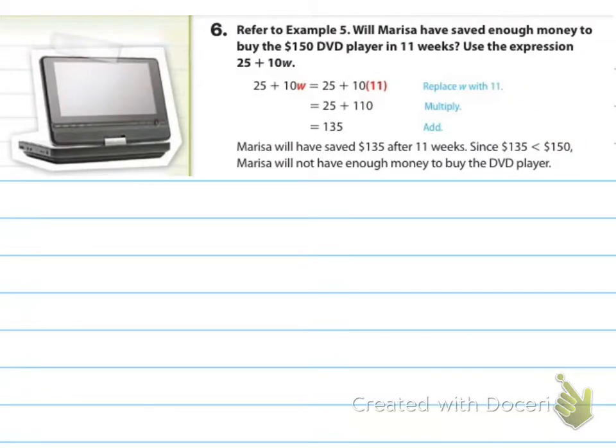All right, number 6 says, refer to example number 5. Will Marissa have saved enough money to buy a $150 DVD player in 11 weeks? They're just giving you something to substitute in. They're telling you how long the W is now. And so we're going to substitute in the 11. And we're going to do 10 times 11 is 110. And then add in the 25. She would have saved $135 after 11 weeks. But is that enough? It is not. Because that's not $150. She cannot afford to buy the DVD player yet.